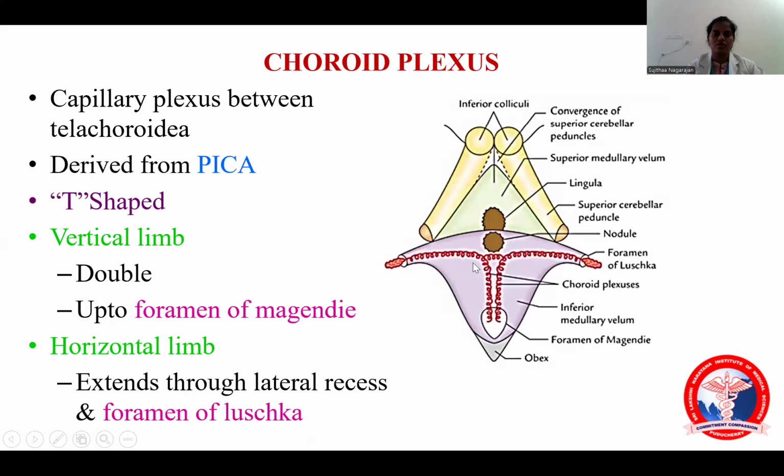So this is the vertical limb. We can see the choroid plexus is T-shaped. It has the vertical limb and a horizontal limb. We can see the vertical limb is double, and the horizontal limb we can see here. The vertical limb extends up to the foramen of Magendie, which is a central aperture present in the lower part of the roof. And this horizontal limb extends through the lateral recess to the foramen of Luschka.